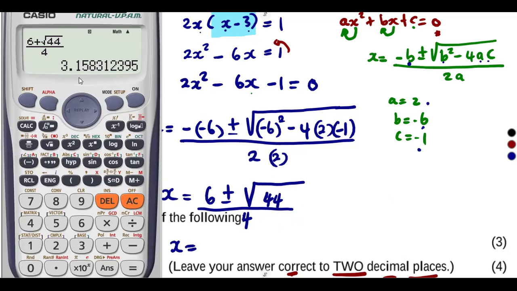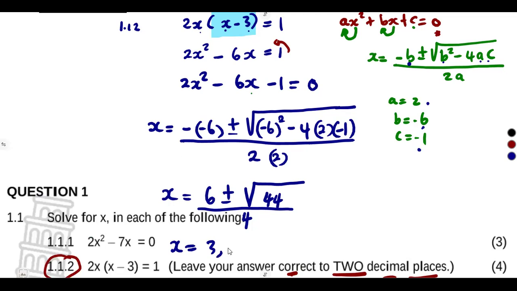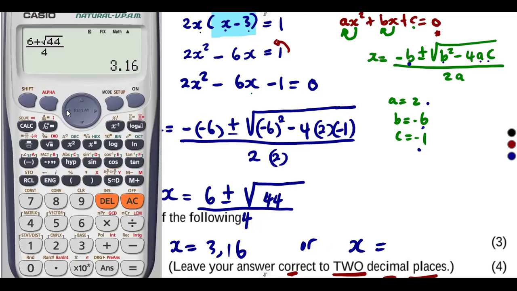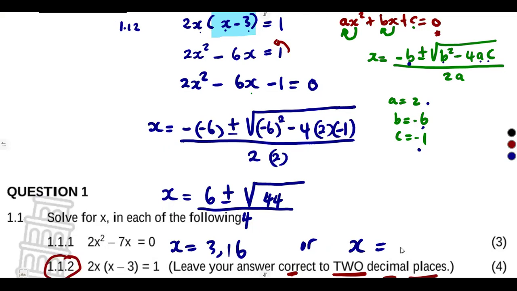With this, to 2 decimal places, that's 3.16, or you can just fix your calculator to 2 decimal places. So that's 3.16. For our other value of x, let's change this into a negative. Sorry for that, this was too fast. Changing this into a negative, it gives negative 0.16. I have already fixed the calculator to 2 decimal places, just like that.